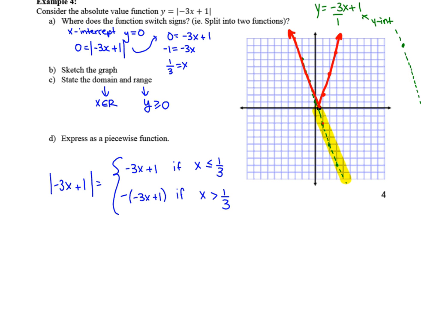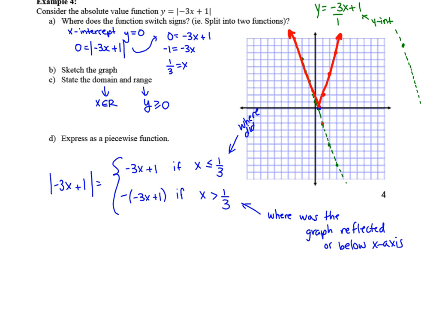Okay, where were the y values reflected? Where was the graph reflected, or had negative y values, or below the x-axis? Where was it below originally, before the absolute value? That's why we draw the equation before the absolute value, so you can see where did it change and where did it stay the same. The top is where did it stay the same?